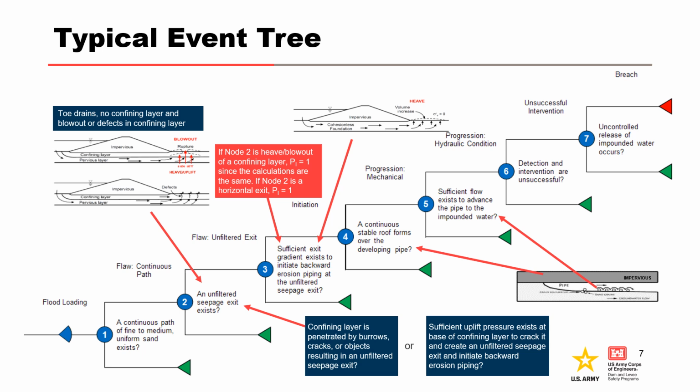Nodes 1 and 2 are a reordering of the generic event tree to allow pruning sooner if the geologic conditions or material susceptibility do not exist, or a filtered exit exists. For horizontal exits, the probability of initiation equals 1, since it just takes a gradient to detach soil particles at the seepage exit. Teams may also reverse the order of nodes 4 and 5 because the pipe will not be developing unless the hydraulic conditions for progression are present.